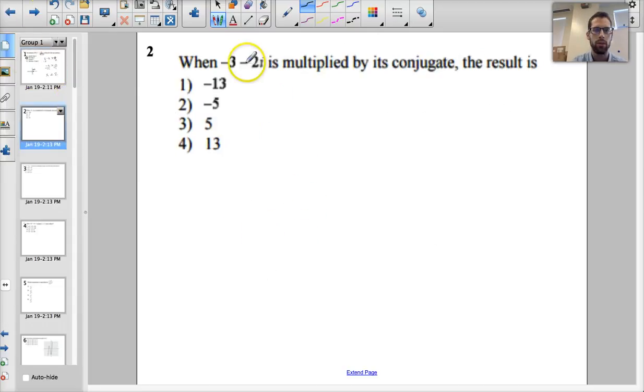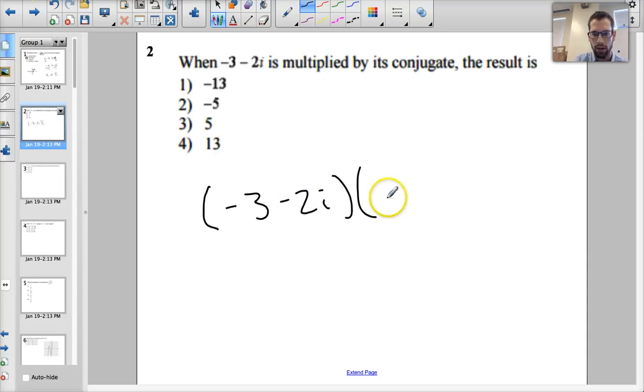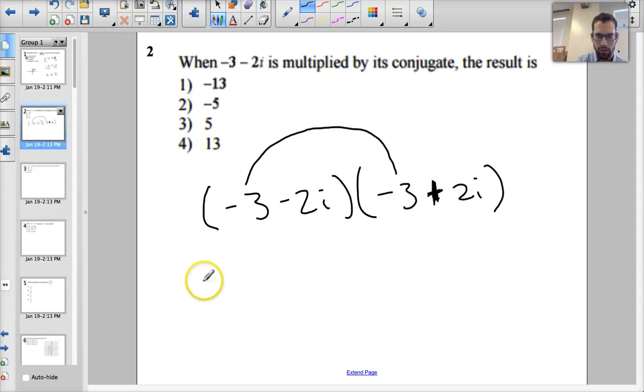All right, on to number 2. So for number 2, we are saying that this thing is being multiplied by its conjugate. So I'm going to say negative 3 minus 2i is being multiplied by its conjugate, negative 3 plus 2i. So I want to find the result. I could use my calculator and just plug it in right there, but I'm going to do it by hand.